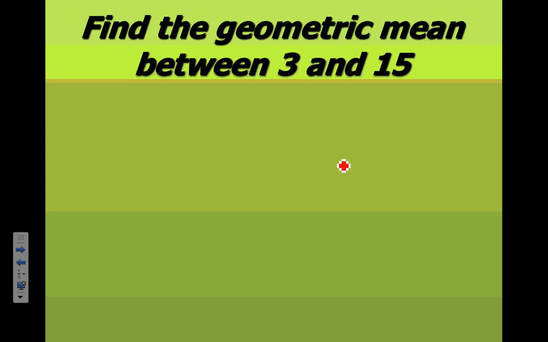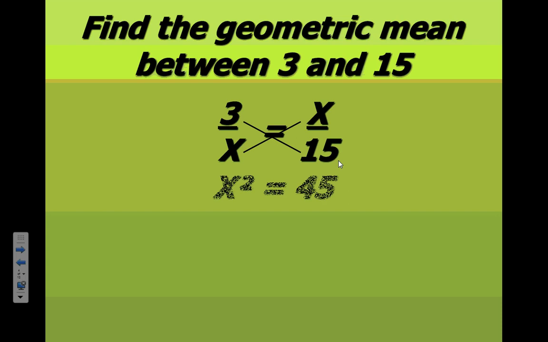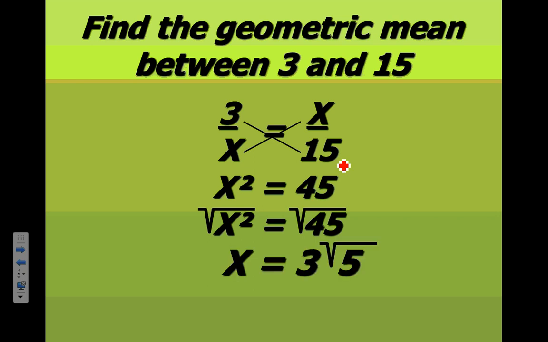Find the geometric mean between 3 and 15. 3 over x equals x over 15. X squared equals 45. We take the square root of both sides, and we get x equals 3 times the square root of 5.